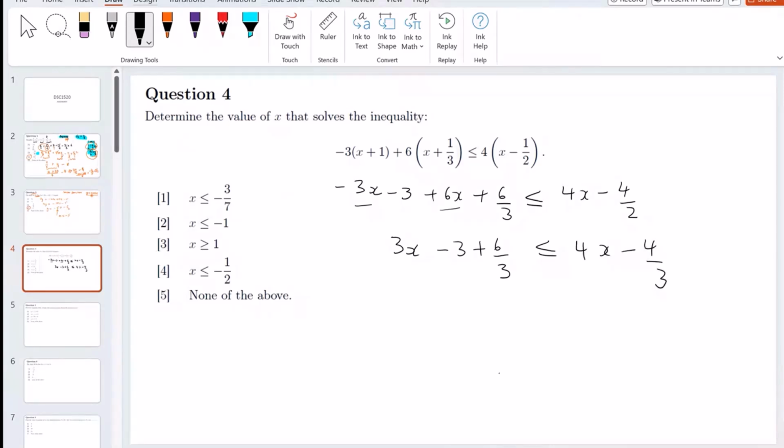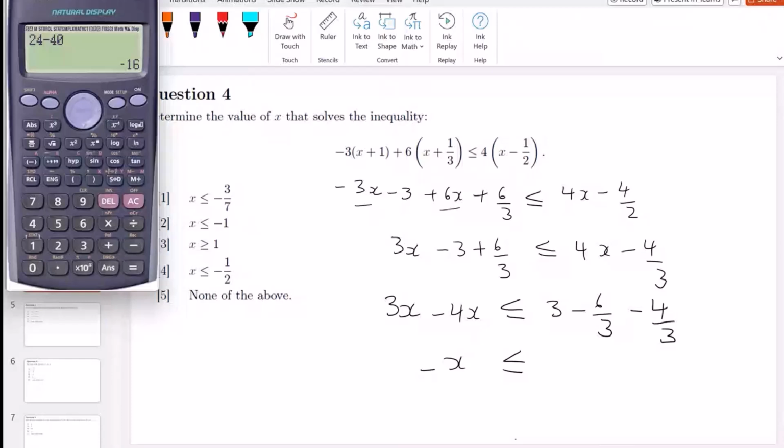Let me take all the like terms on the same side. So I'm going to have 3x minus 4x less than or equal to 3 minus 6 over 3 minus 4 over 3. So this is going to give me minus x less than or equal to. Let me get my calculator there. So I go to my calculator, I'm going to have 3 minus 6 over 3.